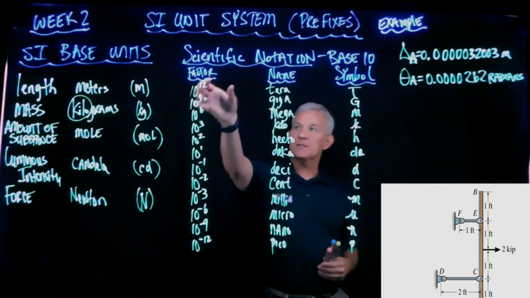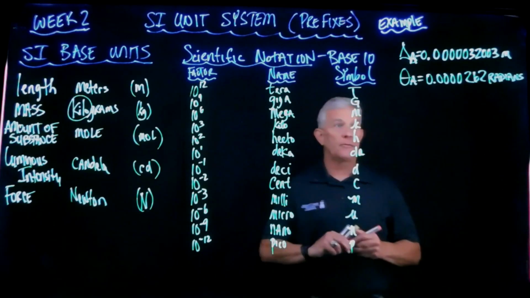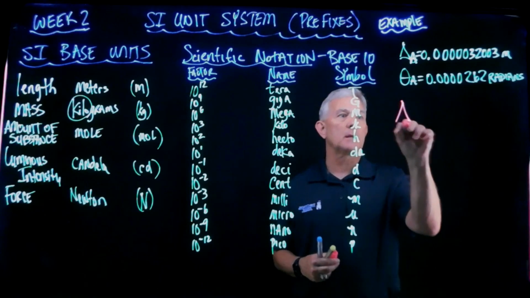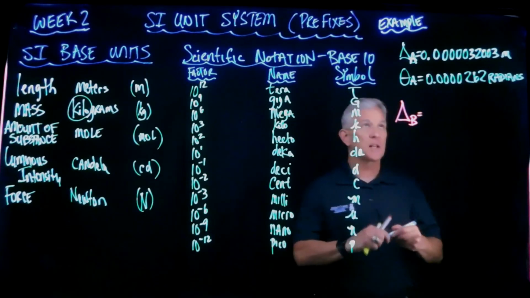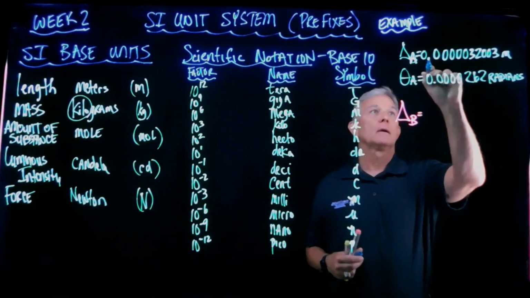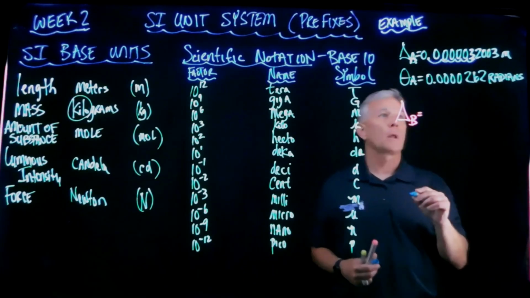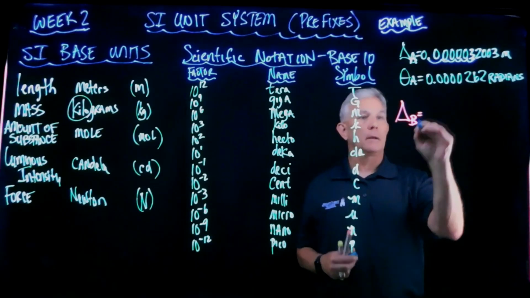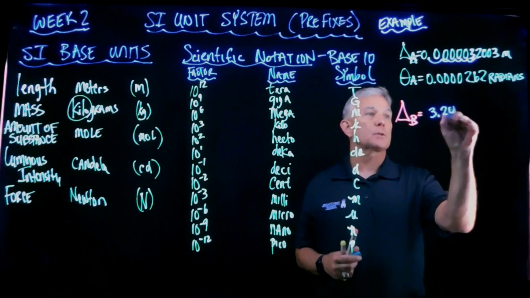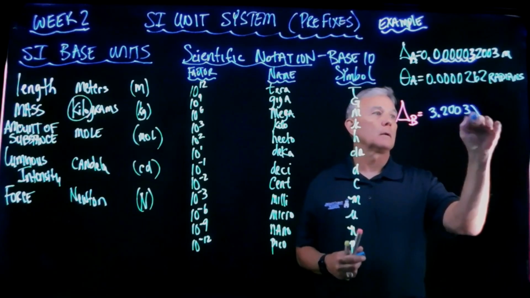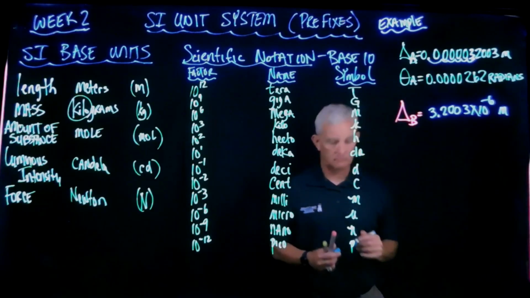So now the first thing we want to do is convert each of these into SI units, and then we want to replace the factor with its name. So starting off, let's just do the deflection at point B. The first thing we do is move the decimal point over to the right, 1, 2, 3, 4, 5, 6. And so as we go through this, we get a number of 3.2003 times 10 to the negative 6 meters.